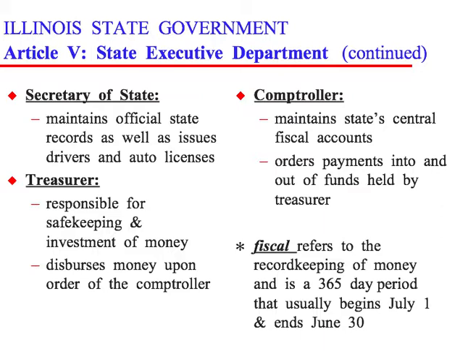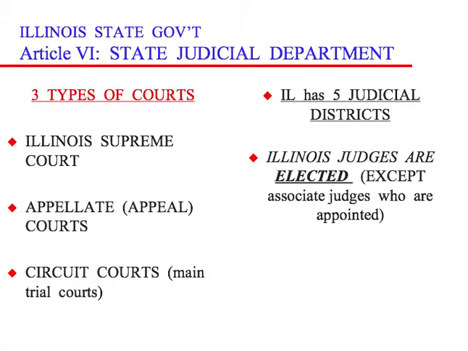The Treasurer then, responsible for safekeeping and investment of money, disperses money upon order of the Comptroller. So has all the money, and then if someone needs to pay bills, they give that money to that person. The Comptroller then kind of is looking over those bills, making those payments, and looking at the funds and getting those funds from the treasurer. Again, fiscal is money, and the fiscal year runs from July 1st to June 30th.